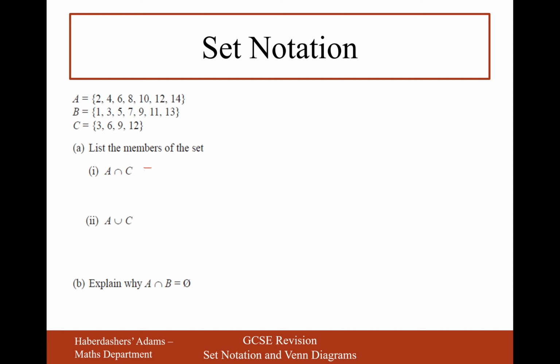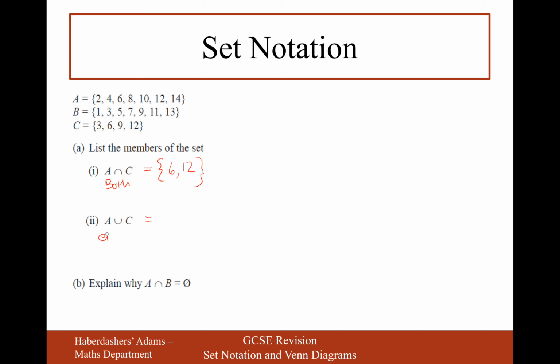Okay, so list the members of set A and C. So anything that's in both of sets A and C. So let's have a look at A and have a look at C. So I see 6. 6 is in both. 12. 12 is in both. And that's it.